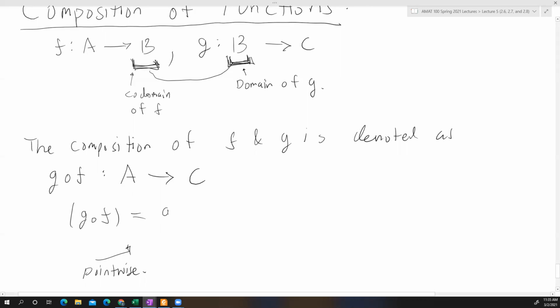So how you define this is as follows. It's basically the same thing, but I just had to switch them around. So you plug in x to f of x. So x is in A, so f of x is in B. And because f of x is in B, I can plug that number into G. So I get G of f of x.